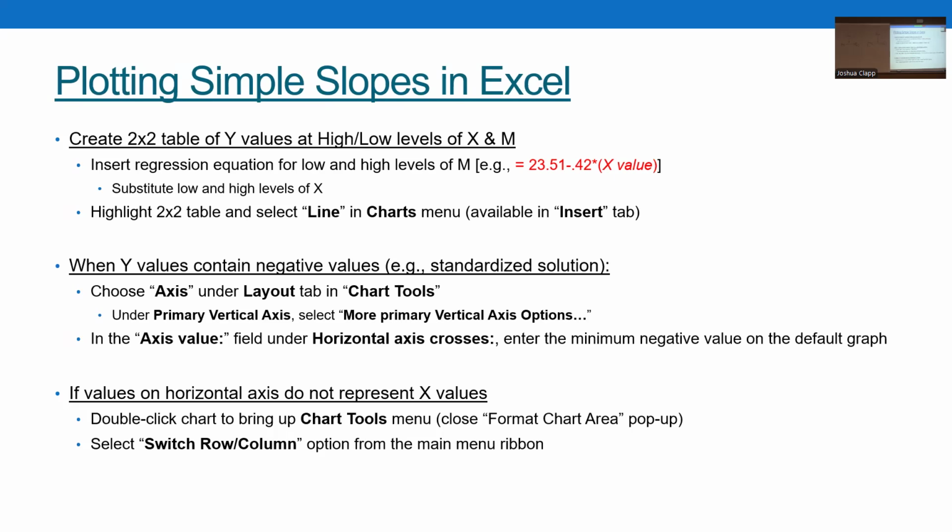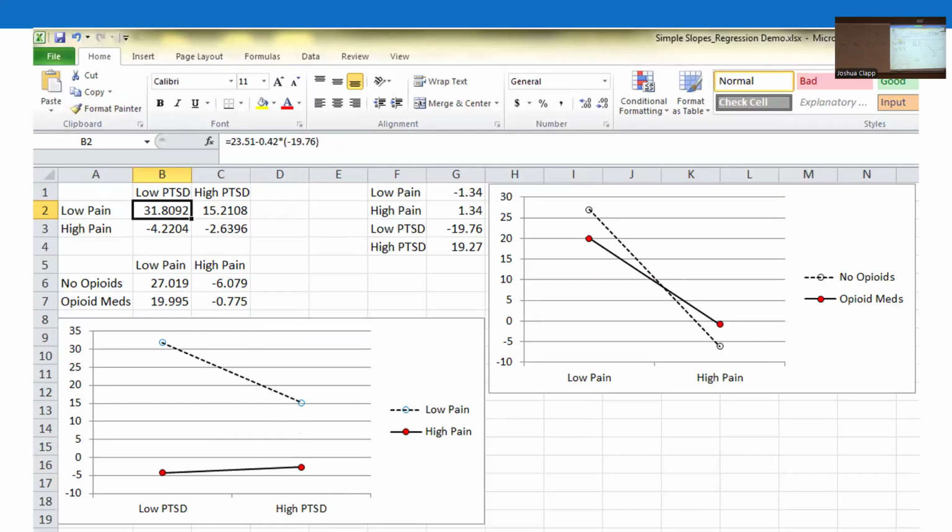And then switch rows and columns, so that your plot actually displays your conditional effect on the x-axis and your other things. Sometimes it'll just flop it around. If it does that, you just hit switch rows and columns and it'll flip-flop it for you. Okay. And so this is what it is.